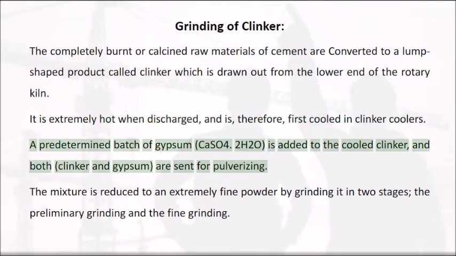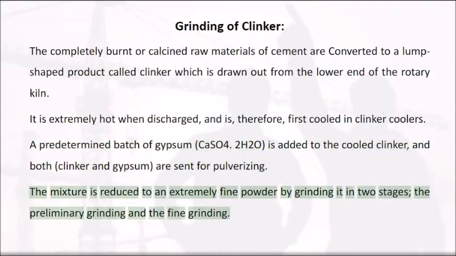A predetermined batch of gypsum, CaSO4·2H2O, is added to the cooled clinker, and both clinker and gypsum are sent for pulverizing. The mixture is reduced to an extremely fine powder by grinding it in 2 stages, the preliminary grinding and the fine grinding.